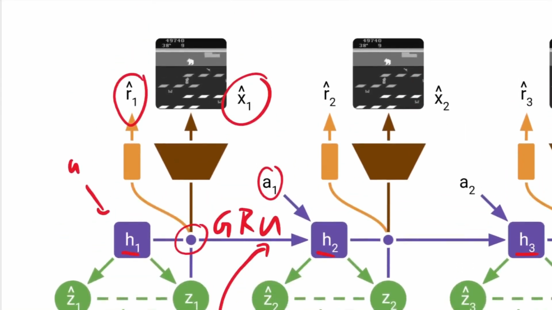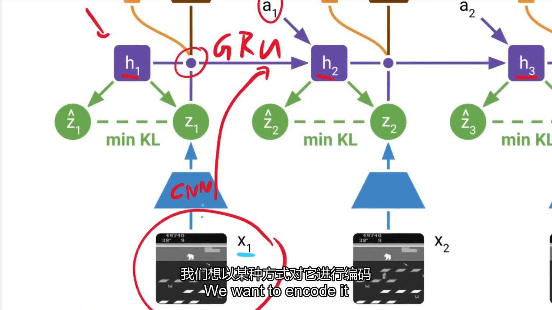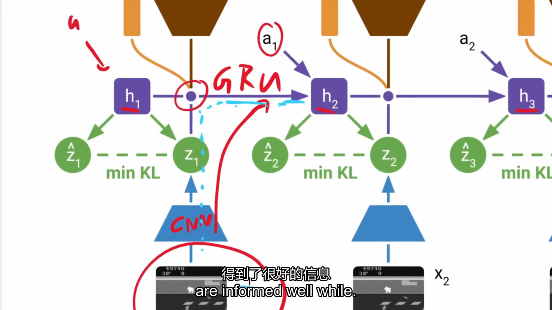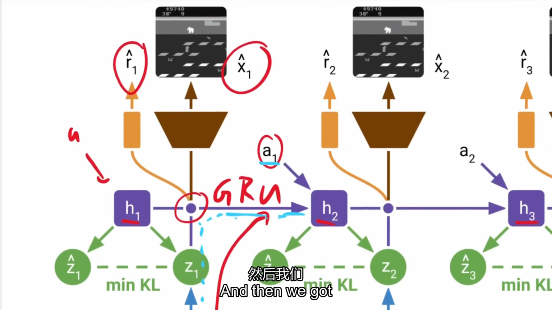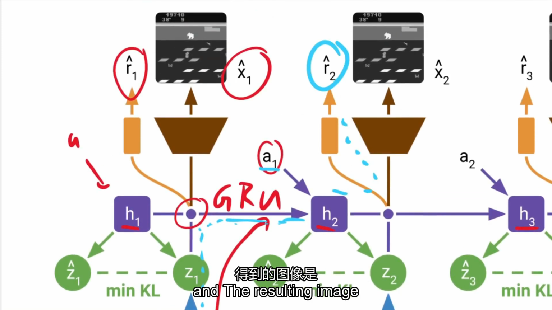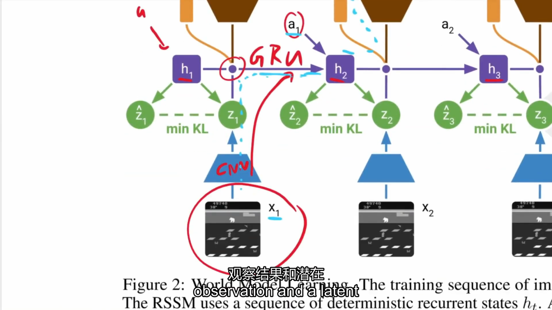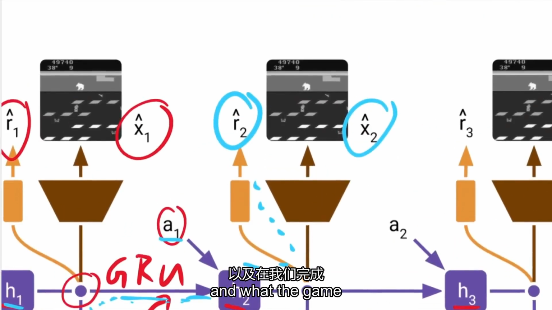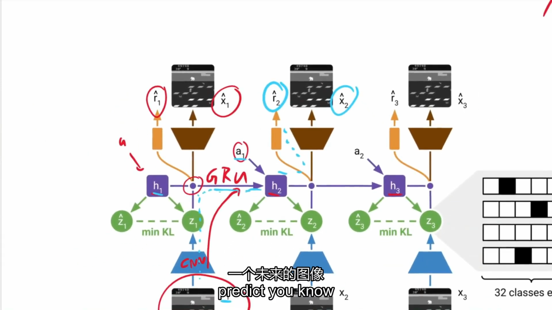Okay? And it might not make too much sense with the same frame, but if you look at the next frame, it makes a bit more sense. So given image x1, we want to encode it somehow, right? And then through the GRU over here, we are informed that after x1 happened, we did, in this episode, a1, and then we got reward r2, and the resulting image was x2. Okay, so we're trying to predict, given an observation and a latent state, this h1, and an action, what reward we got and what the game looked like after we performed the action. This is trained in backpropagation through time, so not only do we predict one future image, but we actually predict a sequence of rewards and images.